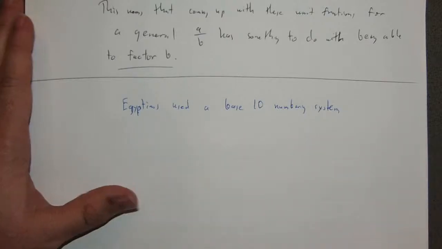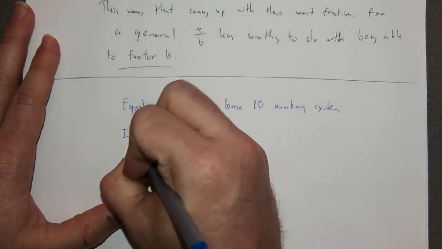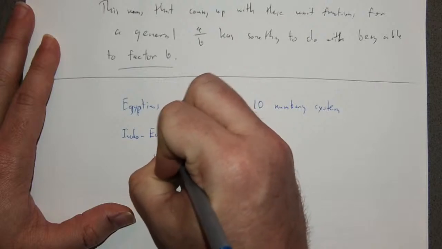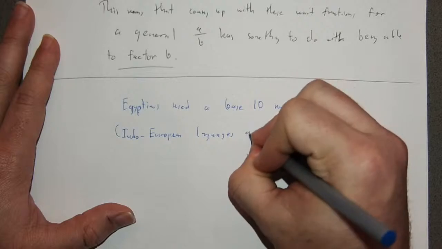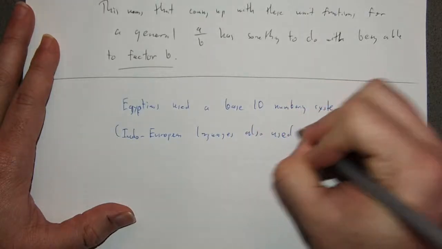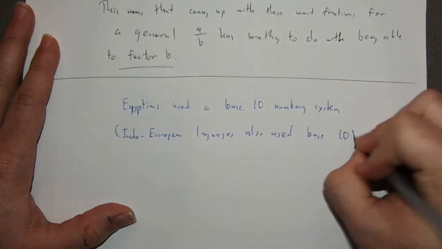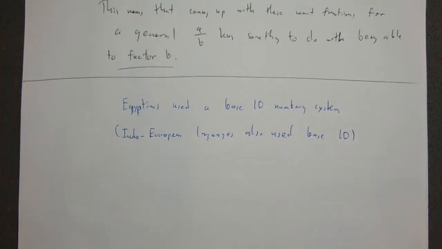So Indo-European languages also use base 10. Well, not just use, they still do. All of the languages of Europe except a tiny few are Indo-European. So most of the languages that you're familiar with, like English, Dutch, Spanish, French, Russian, those are all Indo-European languages.